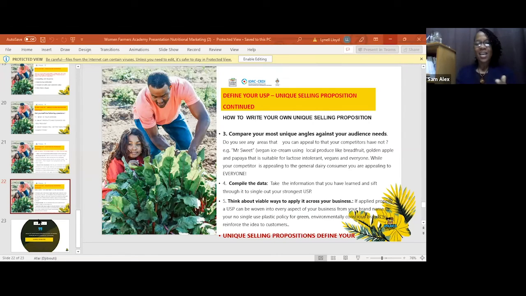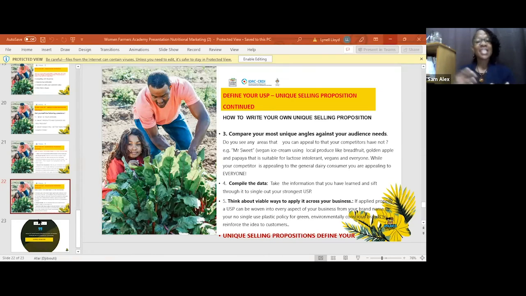So that was compiling the data, looking at what the other persons offer, and deciding there isn't a need for that. There are enough health stores selling tablets and capsules. There are persons looking for authentic herbs and natural organic products, and this is what I'm going to go for.